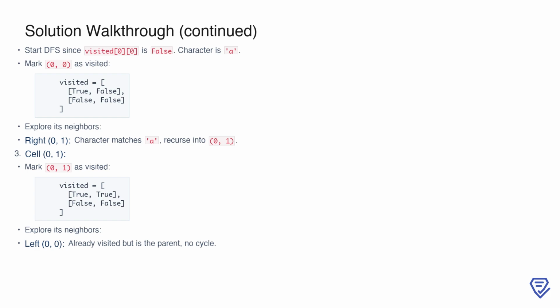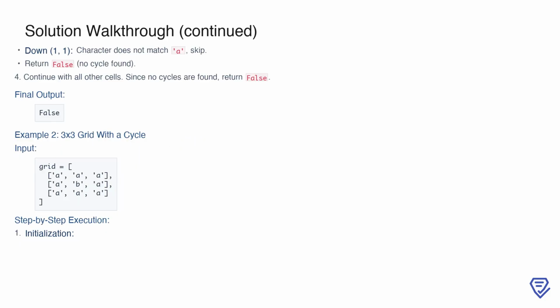At cell 0, 1, we mark it as visited as well. Checking its neighbors, we find that the left neighbor, cell 0, 0, has already been visited. However, since 0, 0 is the parent of the current cell, we confirm that this does not form a cycle. Next, we examine the downward neighbor of cell 0, 1, which is cell 1, 1. Since the character in this cell does not match A, we skip it and conclude the DFS for this path.